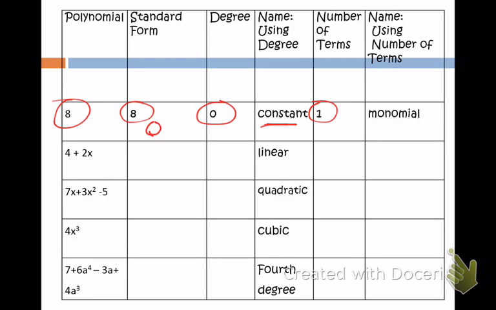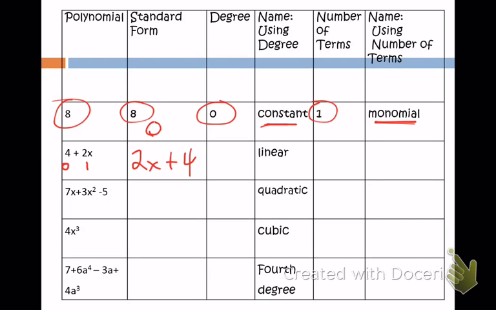And since there's one, mono meaning one, this is a monomial. Okay? Now, next guy, this next polynomial, 4 plus 2x. The standard form, okay? Well, look at the monomials. This one's degree 1, this one's degree 0. So the degree 1 monomial needs to come first, and then the degree 0.